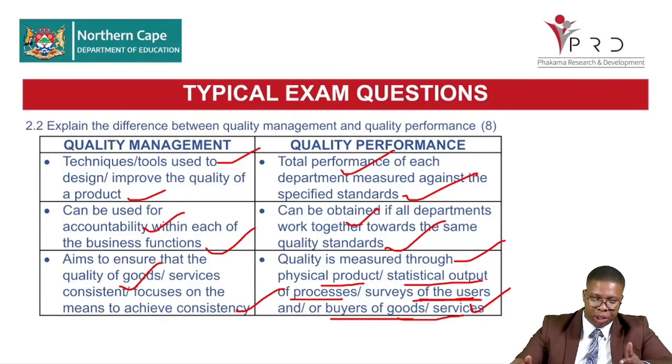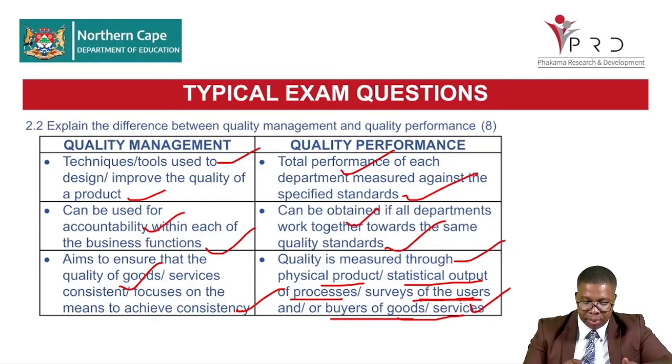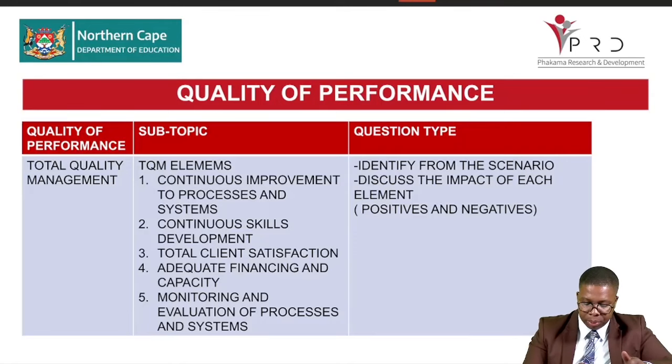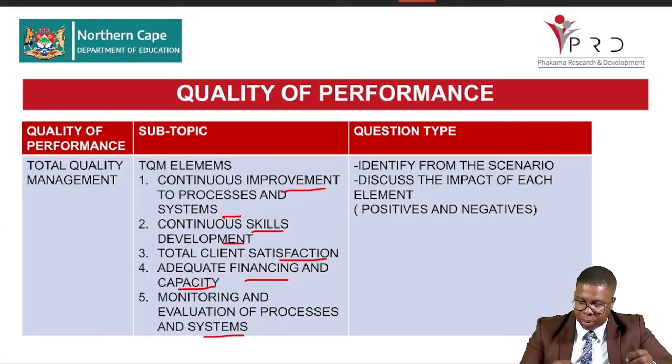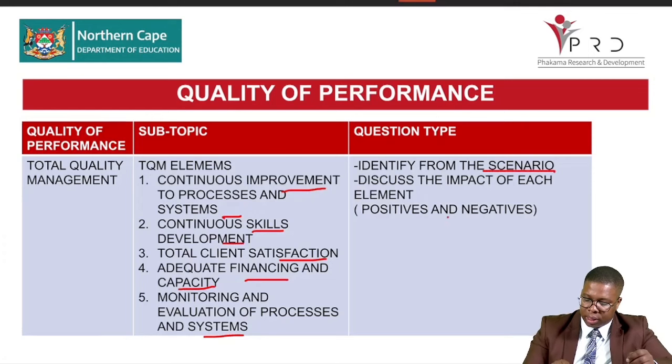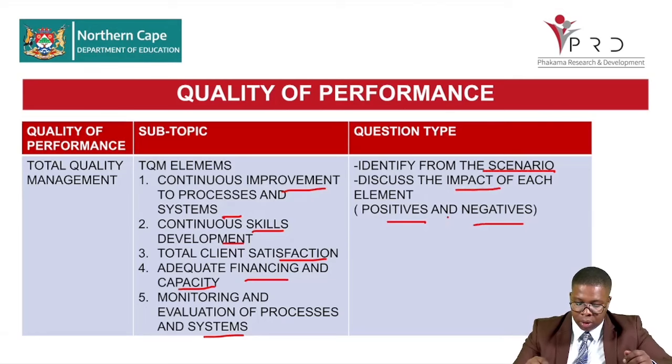Here you should know that we have TQM elements, total quality management elements. We have 5 elements, and from these elements you have continuous improvement to processes and systems, you have continuous skills development, you have total client satisfaction, you have adequate financing and capacity, you also have monitoring and evaluation of processes and systems. And then the question type is that you have to identify these elements from a scenario, and you should discuss their impact. Discuss the element of each and discuss the impact of each element, which is their positives and negatives. Now let's proceed and look into other aspects.